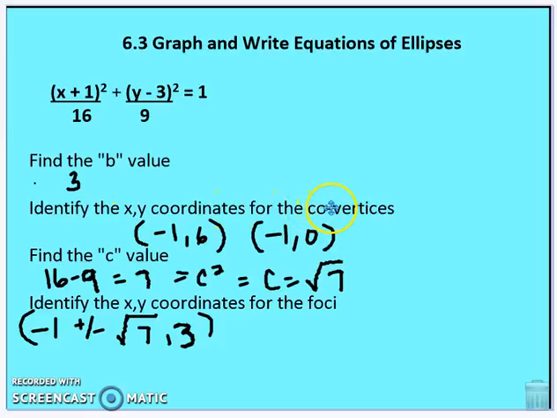We identify the coordinates for the co-vertices moving up and down respectively from the center. We identify the c value as the square root of 7. And then we move left and right along the major axis. Minus 1 plus or minus the square root of 7, comma 3 will be the coordinates for the foci. And you can just leave it for my classes in this form when I ask you for the coordinates for the foci.